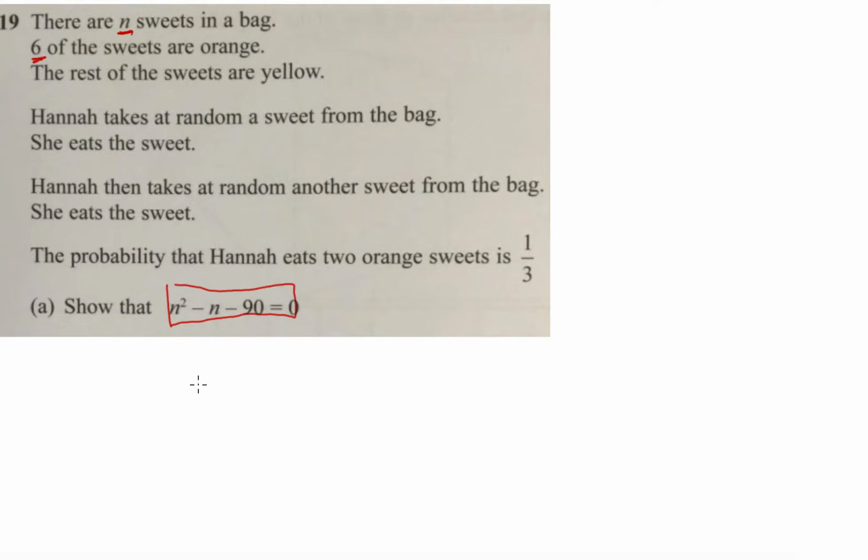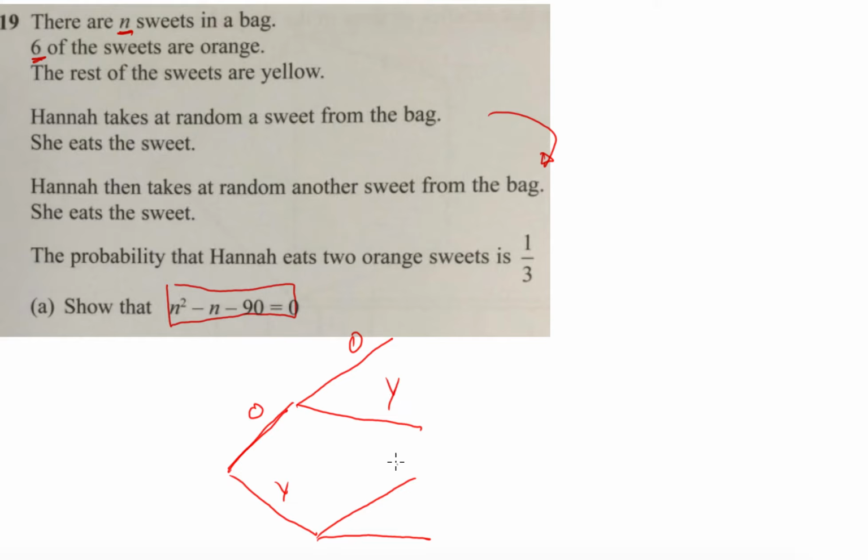So again, she's taking something and she's eating it, and she's taking something again and she's eating it. So these events are happening one after the other. So a tree diagram would really, really help in this situation. So let's make a tree diagram for her first pick and her second pick. So we'll put orange, yellow, orange, yellow, orange, yellow, because we know there's only orange and yellow in the bag. 6 are orange, the rest are yellow.